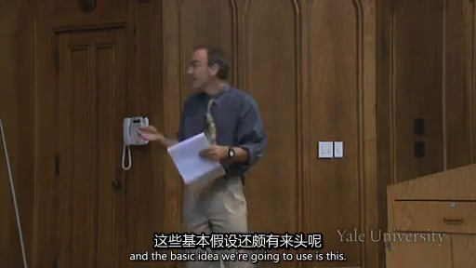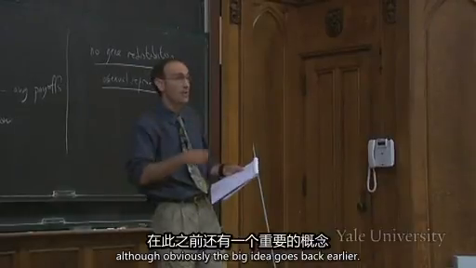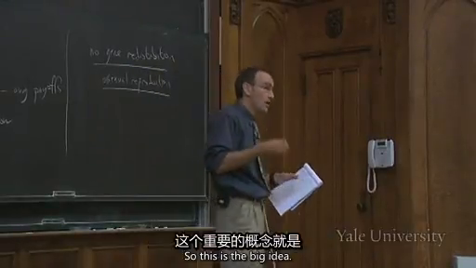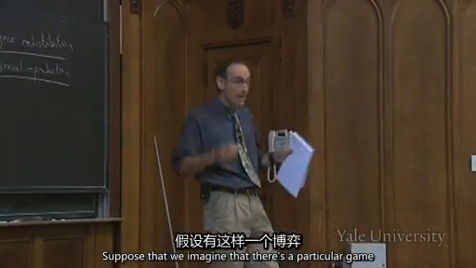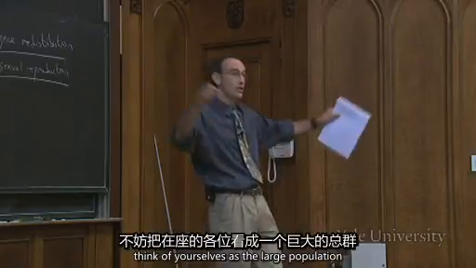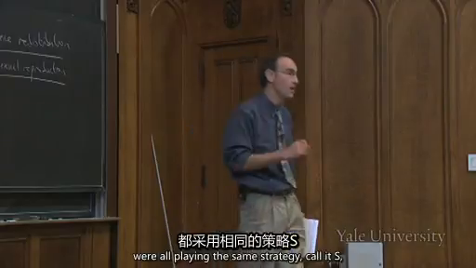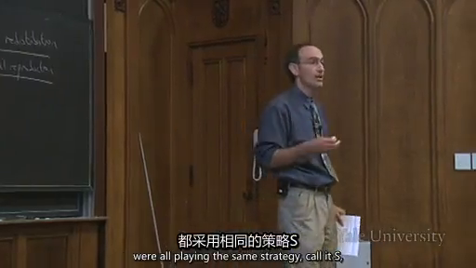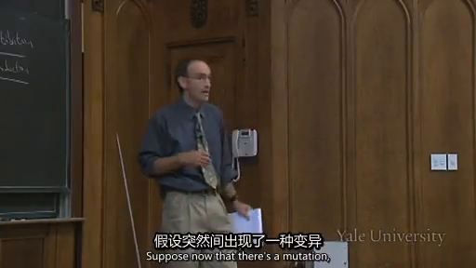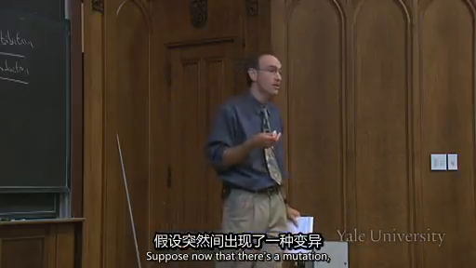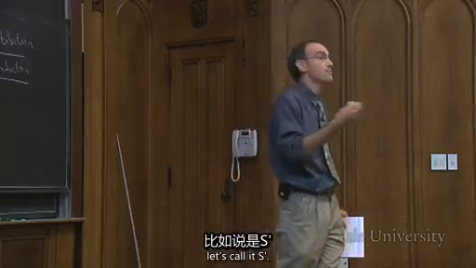And the basic idea we're going to use is this. It's an idea due to a guy called Maynard Smith in the 70s, although obviously the big idea goes back earlier. So this is the big idea. Suppose that we imagine that there's a particular game, and there's a large population. So think of yourselves as a large population. And suppose that the entire population were all playing the same strategy, call it S. So they're all hardwired to play the same strategy S. And suppose now that there's a mutation, right? So some small group start playing some other strategy, let's call it S prime.